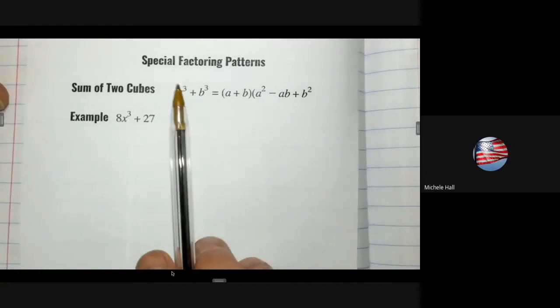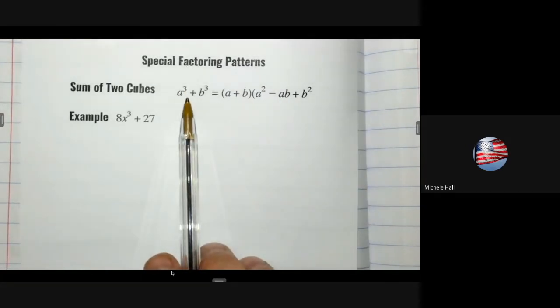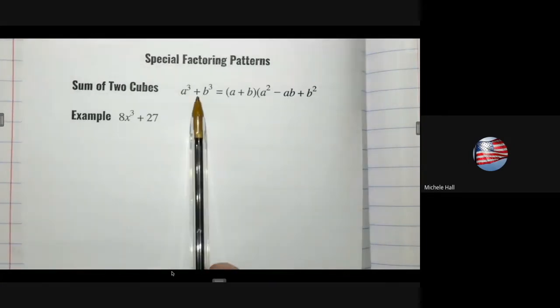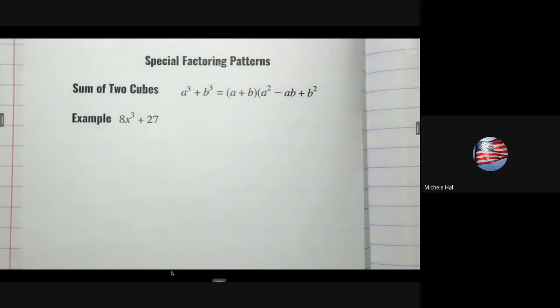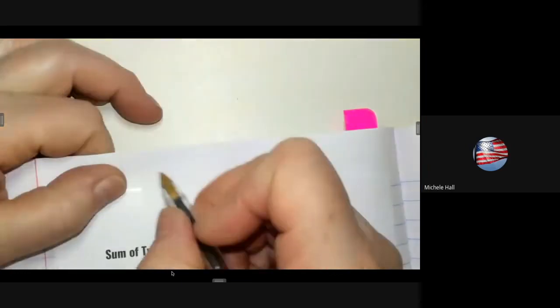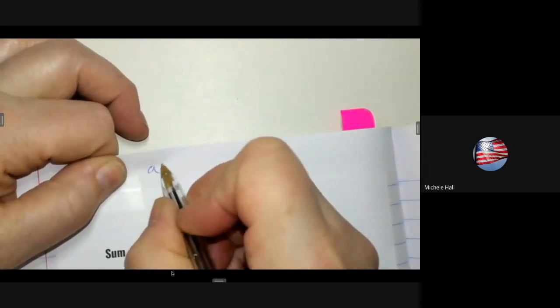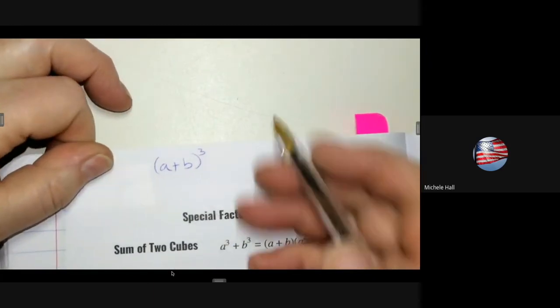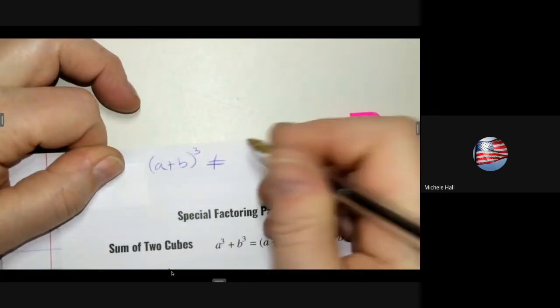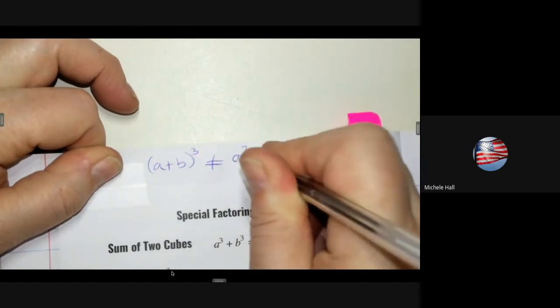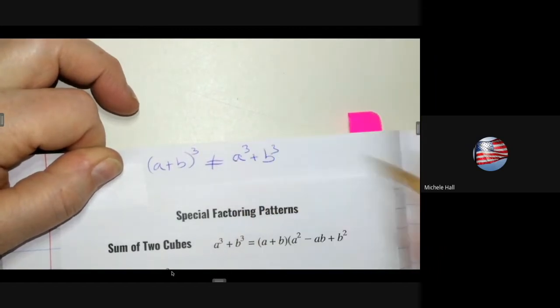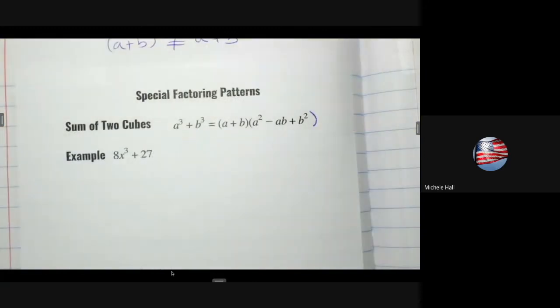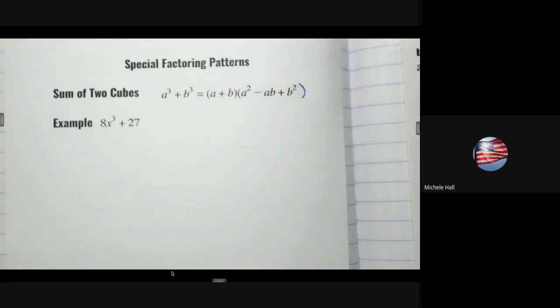This is different than what we saw in the previous chapter. This is the sum of 2 cubes, not a cube of a binomial. We want to make sure that we are not confusing what we did in the previous section of a cube of a binomial. This is not the same thing as the sum of 2 cubes. These are not the same at all. They are similar, but they are not exactly the same.